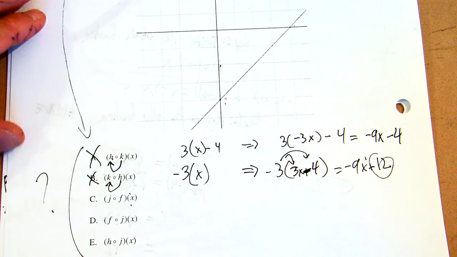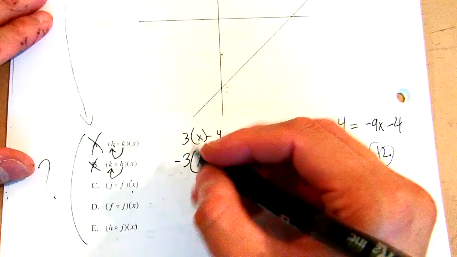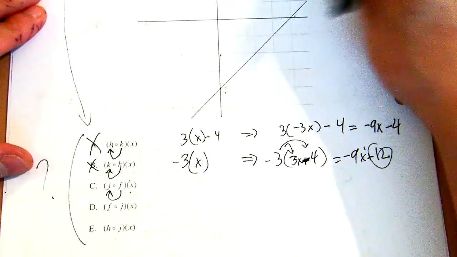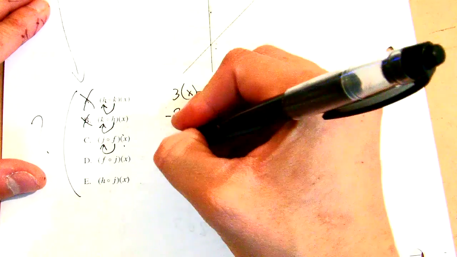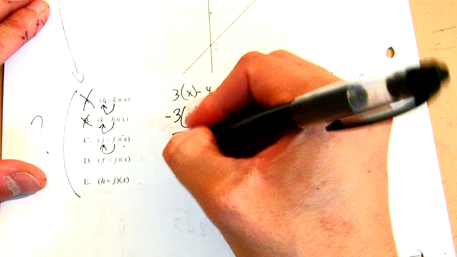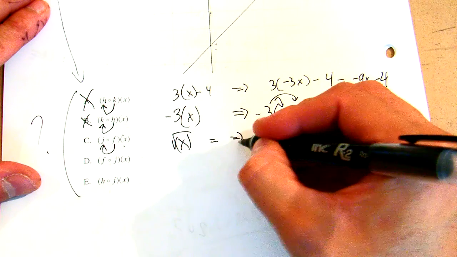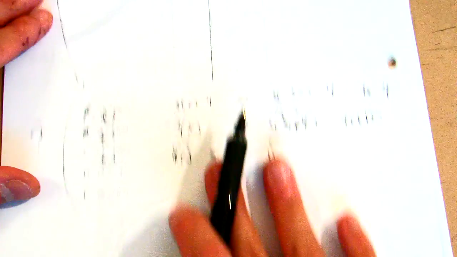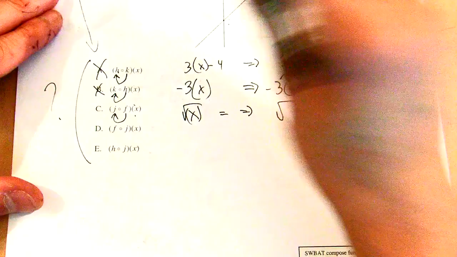And now we check C. J of f of x. So it means I'm going to put f in j, so that means you first write j. And j is the square root of x. So the square root of x. And now instead of putting an x, you're going to leave it blank here. So the square root of blank, and what goes in the blank? F. What is f? F is x squared minus 4.